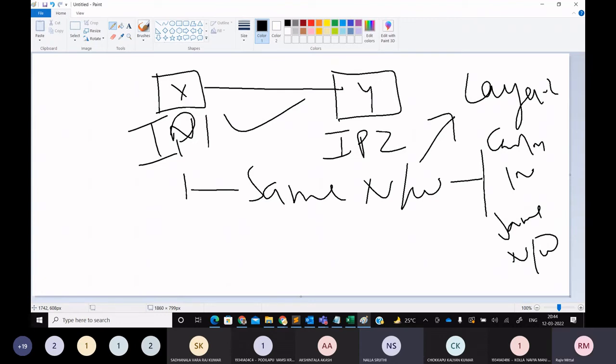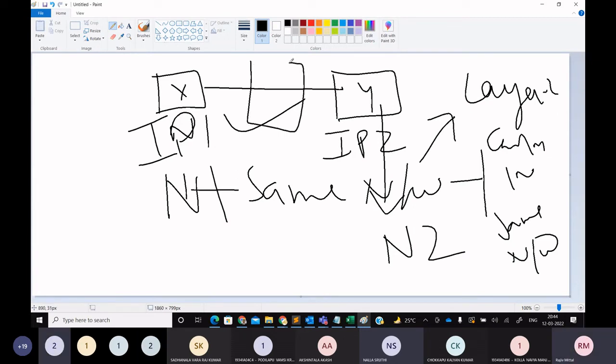Let's say, for example, if this was in network 1 and this was in network 2, and they want to communicate, then how will they communicate? Anybody has an idea? If both are in different networks, what device will you be using? Router, exactly. So you are supposed to connect a router.